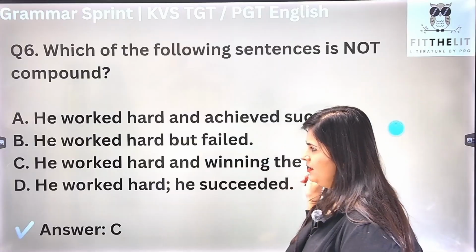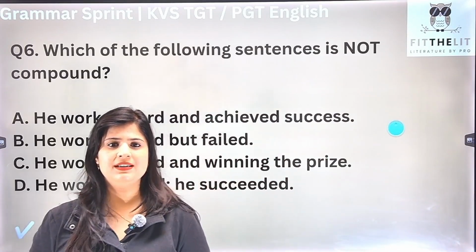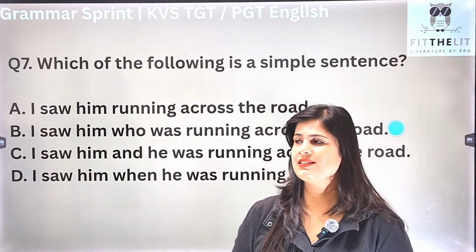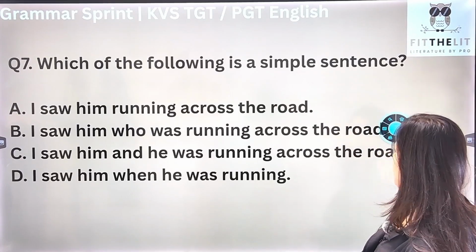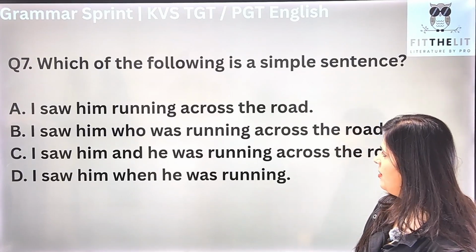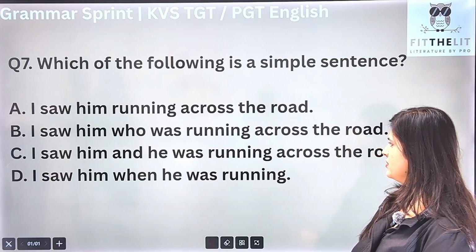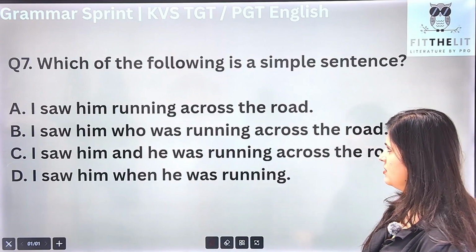Yes, it is answer C. Let us move forward with question number 7. Question number 7 asks you, which of the following is a simple sentence? I saw him running across the road. I saw him who was running across the road. I saw him and he was running across the road. I saw him when he was running across the road.